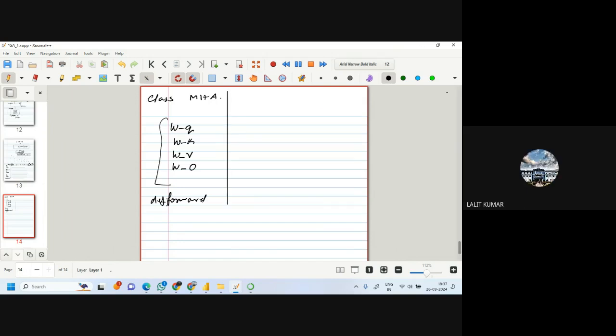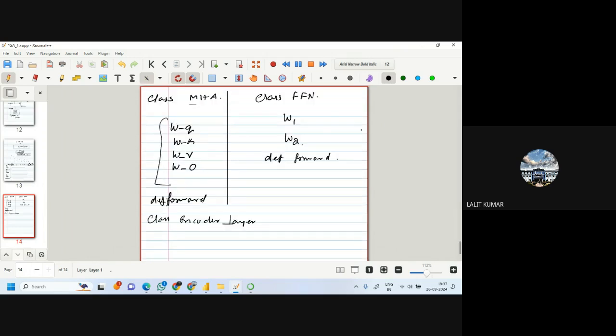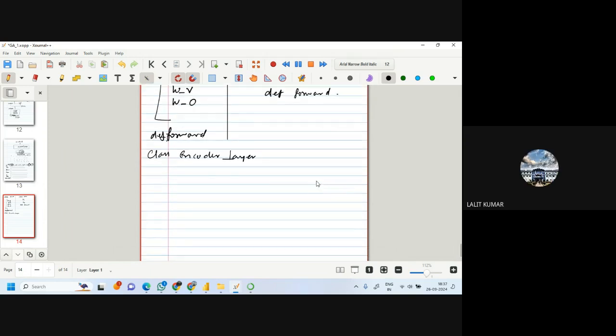Now from the MHA class, what do we do next? We have to define a class FFN, the feed-forward network. In that I have to define W1 and W2, and again define forward. So these are the two classes. The third class is the encoder layer, in which I get both MHA and FFN, and here also I will define forward.